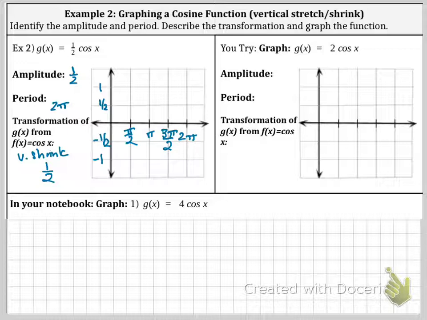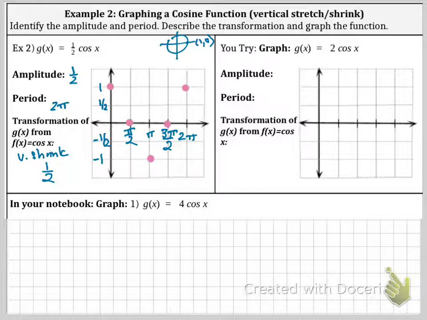Now cosine, thinking about the graph of cosine, remember that cosine at that 0 value, 0 radians, is 1. So we're going to start at 1. Then it goes down to 0 at pi over 2. Then at pi, we're at negative 1. At 3 pi over 2, we're at 0 again. And then at 2 pi, we're back at 1.